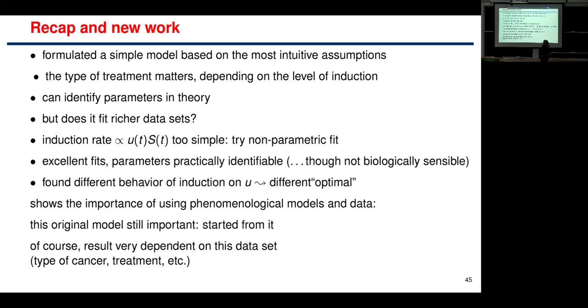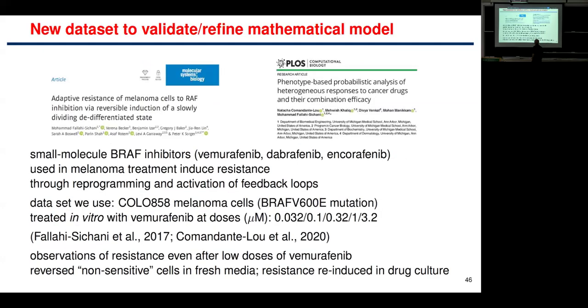So we had a simple model. We said the type of treatment matters depending on whether alpha is 0 or not, the level of induction. In one case, pulse treatments are better. In the other case, continuous treatments. But what we'd like to do is, we actually started collaborating with a different group and found a much richer set of data. And that led us to the following new thing.